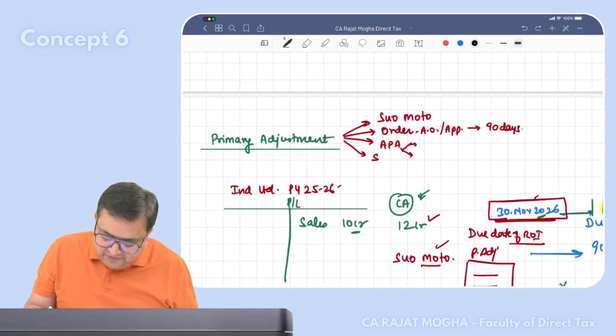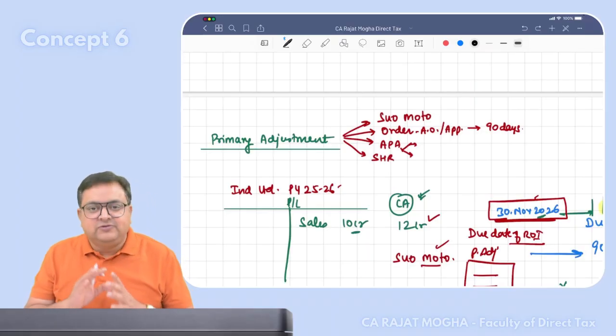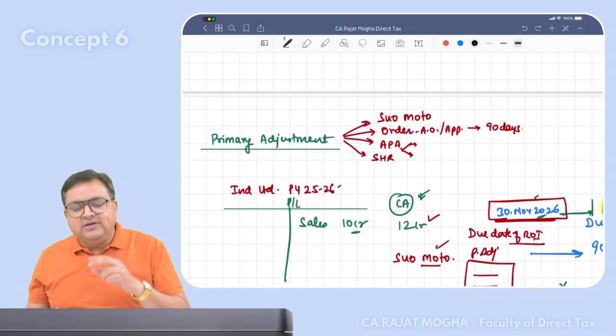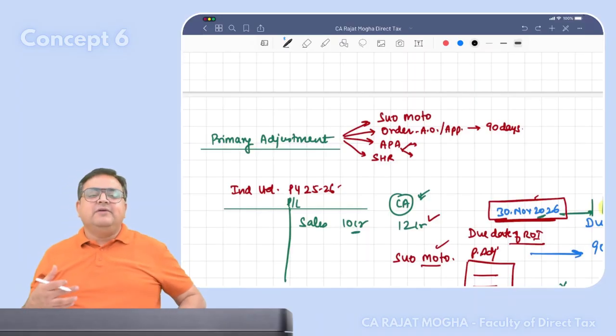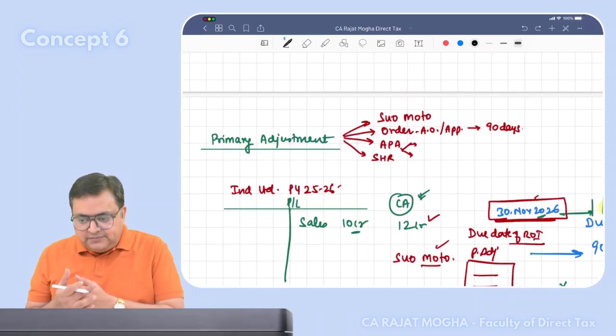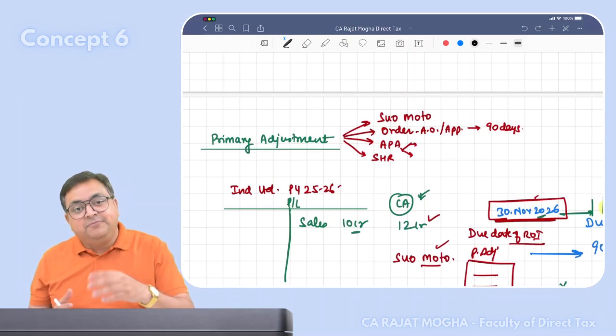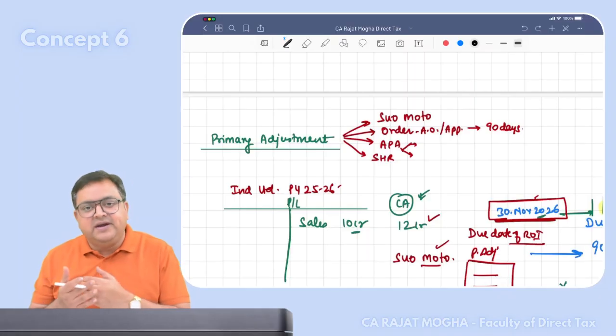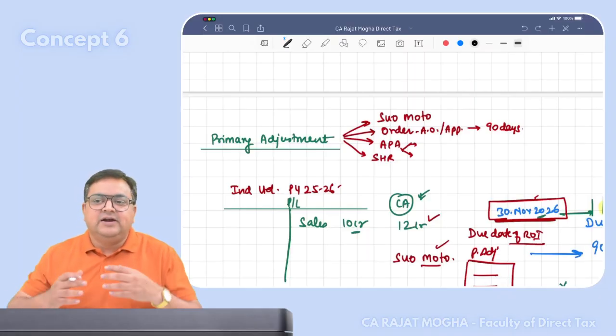If primary adjustment is made by way of safe harbor rules. So safe harbor rules we have not yet done. We'll be doing it in a separate class. So safe harbor rules, if you have actually made, what is safe harbor rules? That your income or your ALP is predetermined. It is predetermined in some of the situations, and for some of the industries. It is kind of a presumptive that you can follow this.